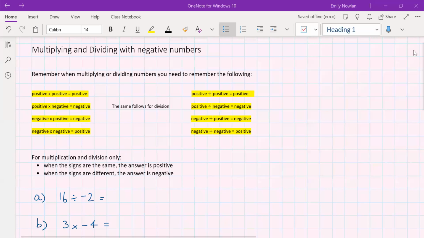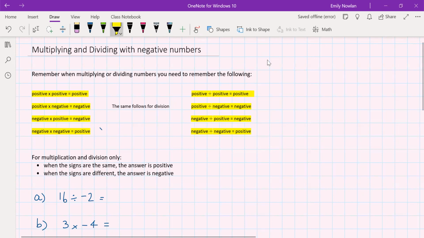Hello everyone, let's multiply and divide with negative numbers. In a minute you'll try some questions yourself, but first of all, remember these rules that I've highlighted here. When you're multiplying and dividing with negative numbers, you need to remember these things here.